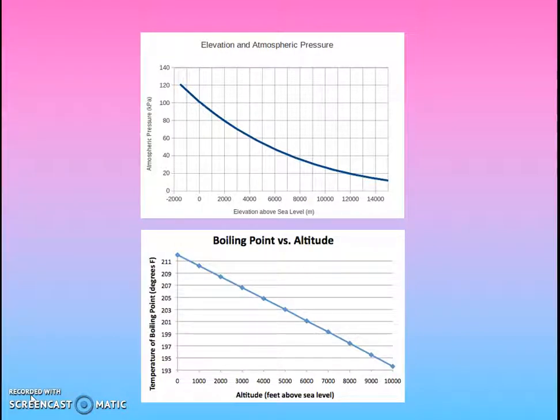So this will affect things like boiling an egg. If I'm going to try and boil an egg in Denver, where the boiling point is going to be significantly lower, about 10 degrees Celsius lower, then it's going to take a lot longer to cook that egg because I'm cooking it with less kinetic energy.